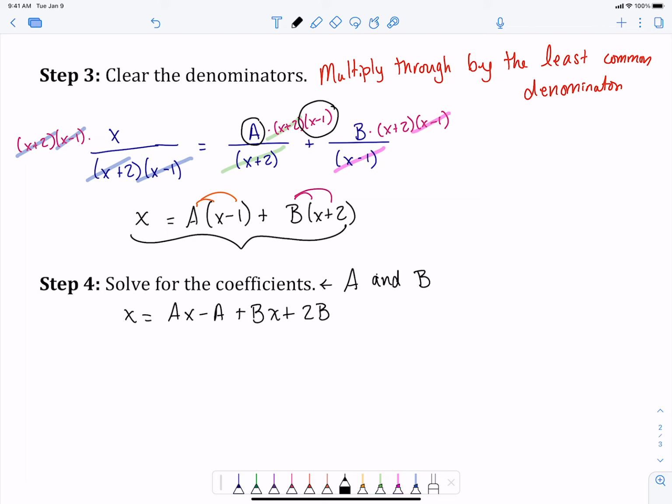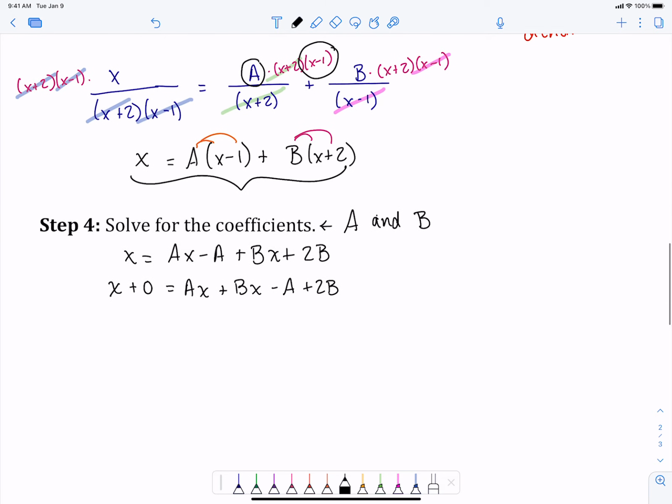And I'm going to rewrite things just a little bit here. I'm going to rewrite this as x plus 0, meaning that it doesn't have a constant term. Then I'm going to change the order that I have my terms over here written. Minus A plus 2B. So if we take a look at this, if we were able to combine like terms, if we knew what A and B are, we would add those as coefficients here, and we should get that they're equal to x.